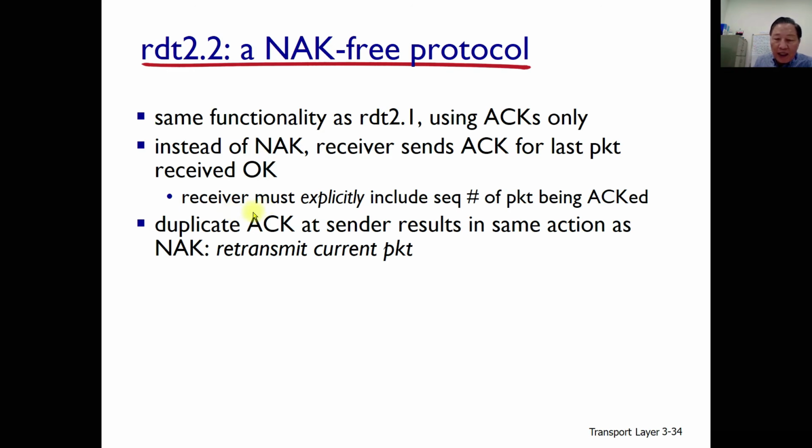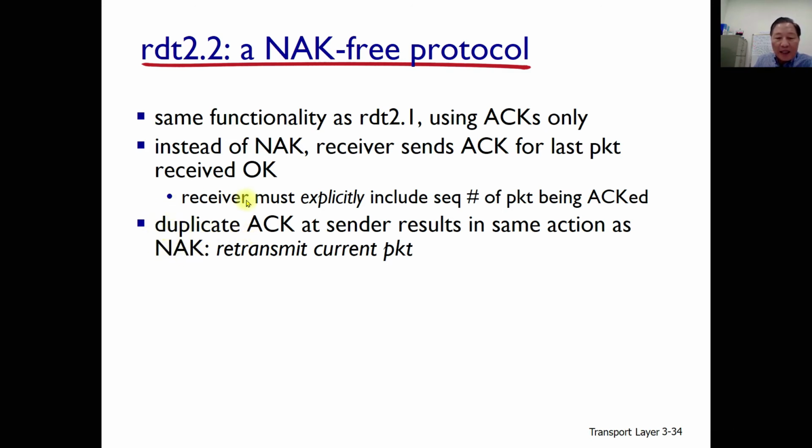The receiver must explicitly include the sequence number of the packet being acknowledged. When that is being acknowledged by the receiver, it is attaching the sequence number, which says up to which sequence number has been received successfully. That is the acknowledgement. In our TCP, a duplicate acknowledgement at the sender results in the same action as not acknowledgement: retransmit the current packet.